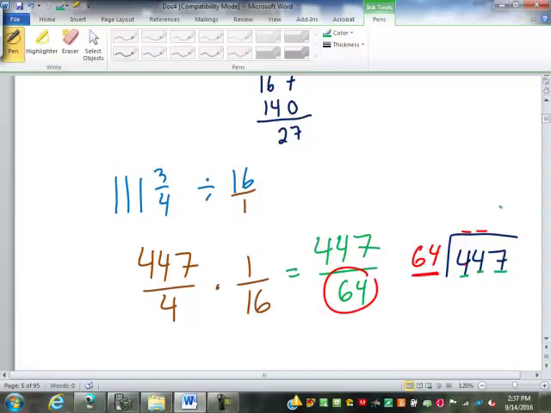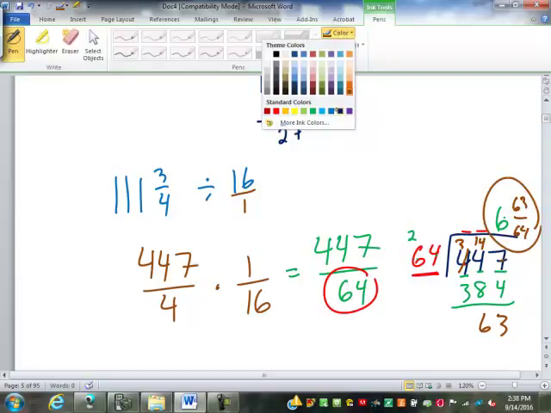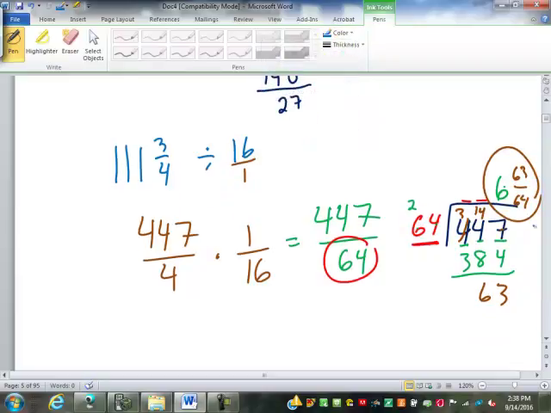447, it's going to go 6 times. 6 times 4 is 24, so 4, carry the 2. 6 times 6 is 36, plus 2 is 38. So now I have to subtract. 7 minus 4 is 3. 4 minus 8, I'm going to borrow. That'll be 3 and a 14. That's 63. So 63 64ths. So each riser is 6 and 63 64ths.